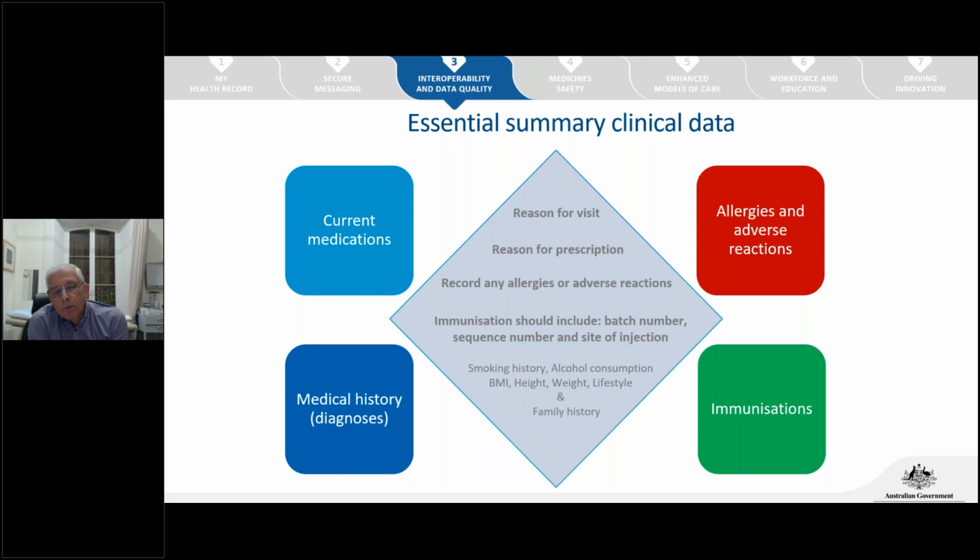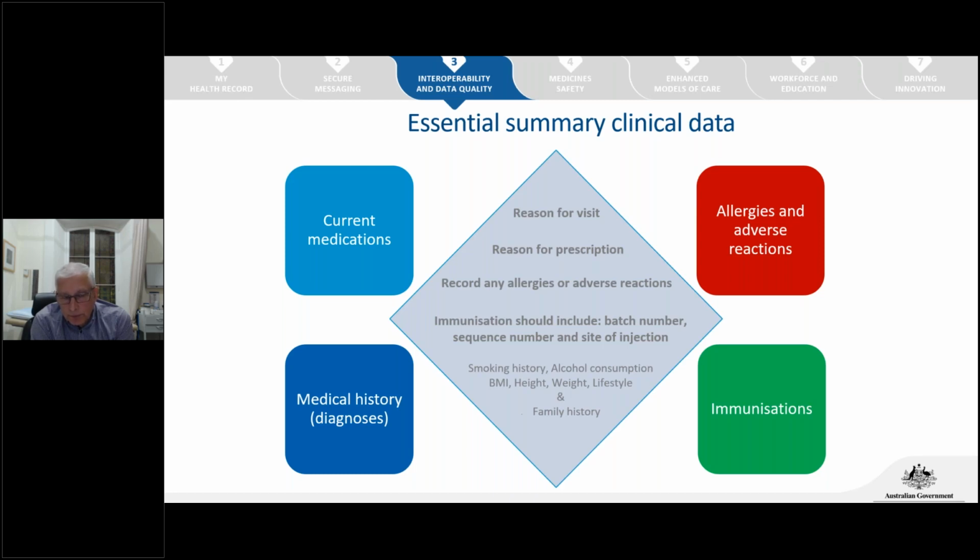Sure. Look, the 4 highlighted areas, the current medications, medical diagnoses, immunisations, and the allergies, those 4 form the very basis of a shared health summary that is uploaded on behalf of patients to their My Health record. So in some ways, they're the minimum essential information that's obviously important in terms of clinical decision making.